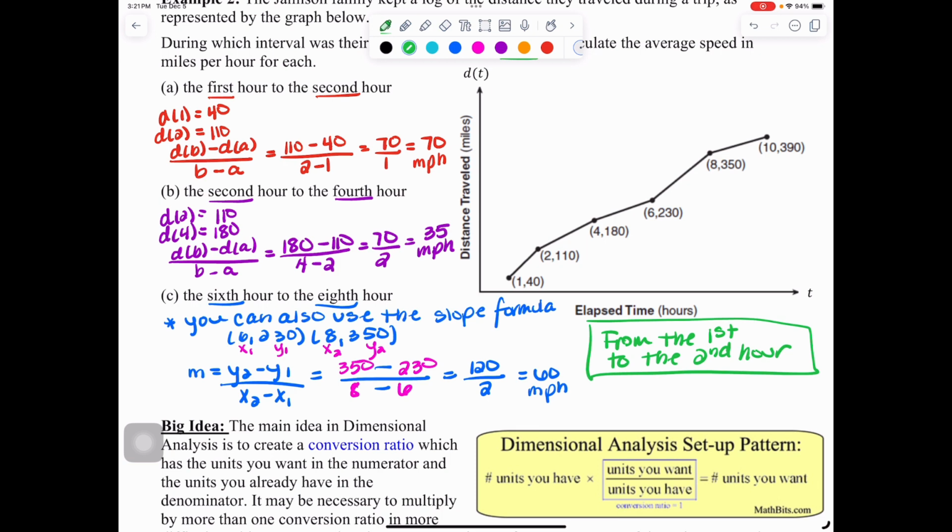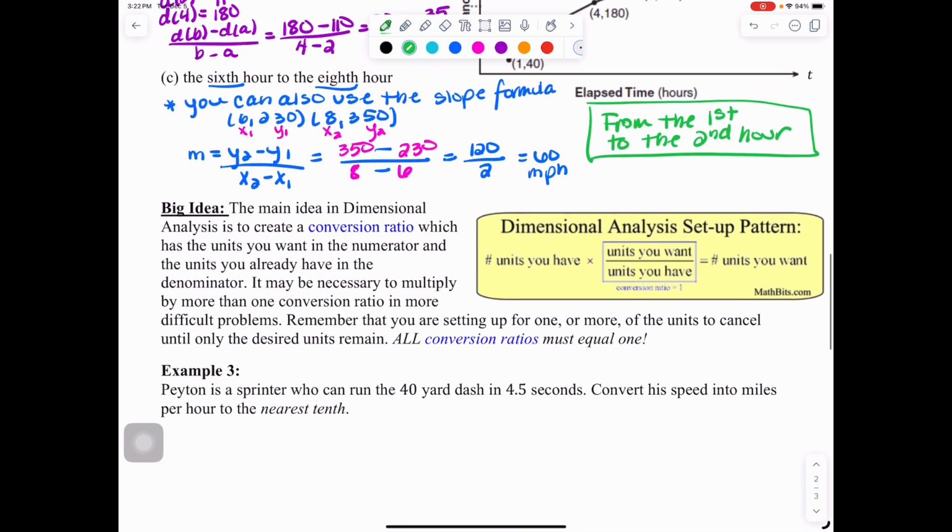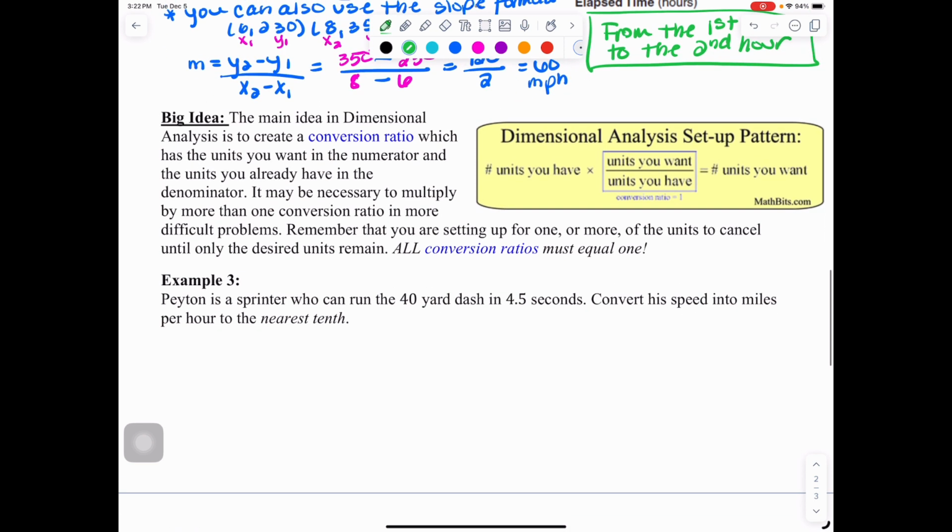Now, along with this idea of average rate of change, the other big idea of our lesson here is the main idea in dimensional analysis, which is to create a conversion ratio that has the units you want in the numerator and the units you already have in the denominator. It may be necessary to multiply by more than one conversion ratio in more difficult problems. Remember that you are setting up for one or more of the units to cancel.